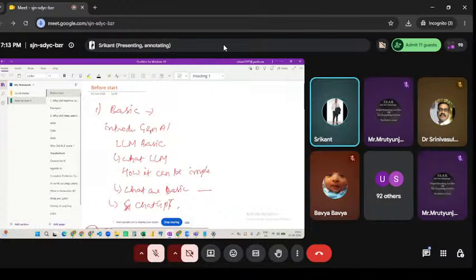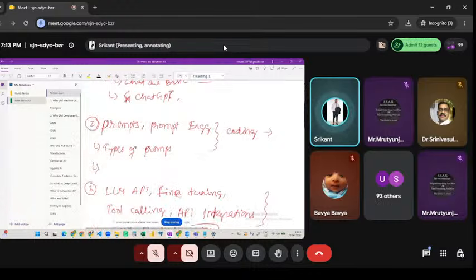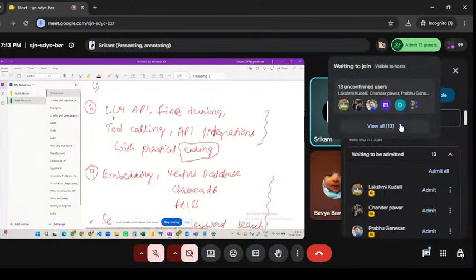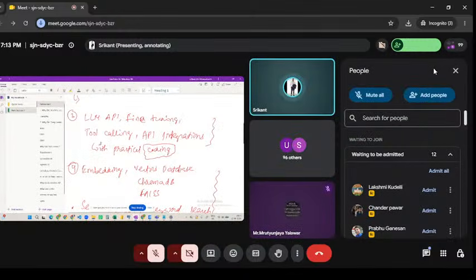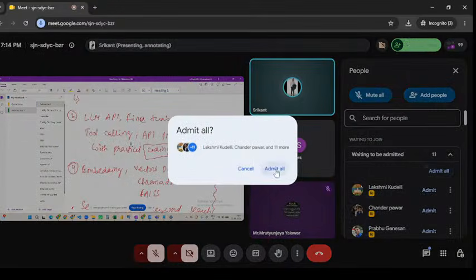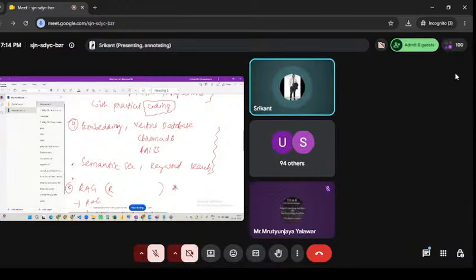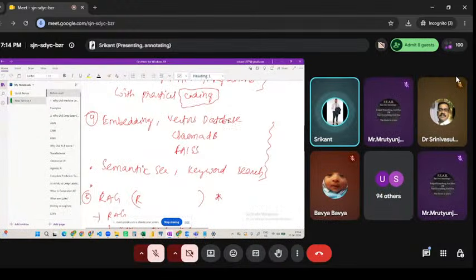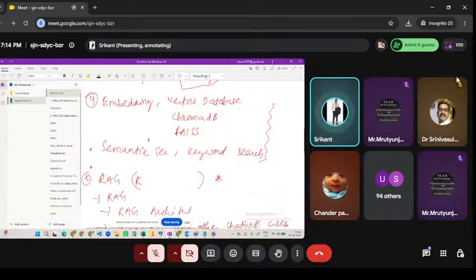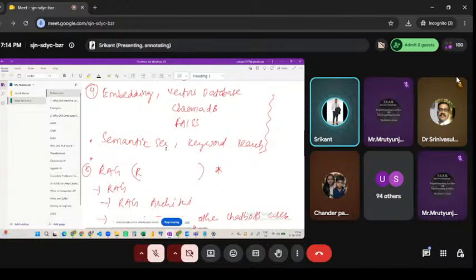So I have explained those topics. Before we start, we'll discuss those things. Then in the second class we'll discuss prompt engineering. Then we'll discuss LLM APIs, fine tuning, and tool calling, which are important right now. API integrations with practical coding we'll discuss in the third session. Then we'll discuss embeddings and vector databases, like ChromaDB and FAISS. Then we'll discuss semantic search.